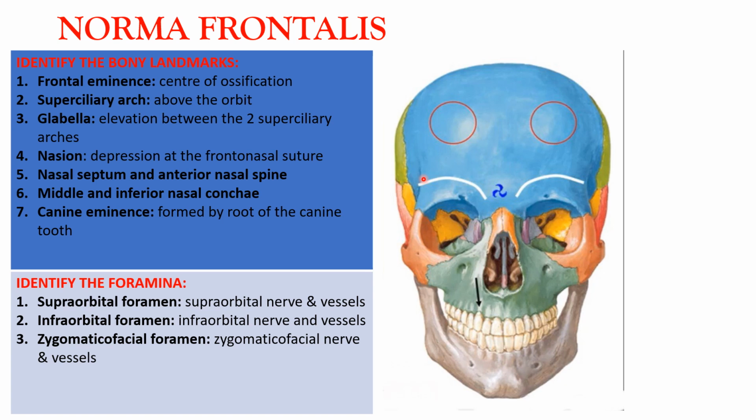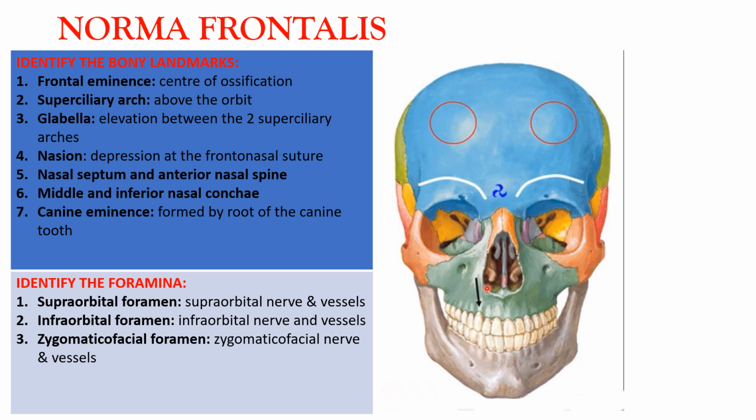Another landmark we need to identify is the glabella. Between the two superciliary arcs is an elevation called the glabella. Just inferior to the glabella is a depression at the frontal nasal suture called the nasion. Now we also have the nasal septum. We have the middle concha and we have the inferior concha.